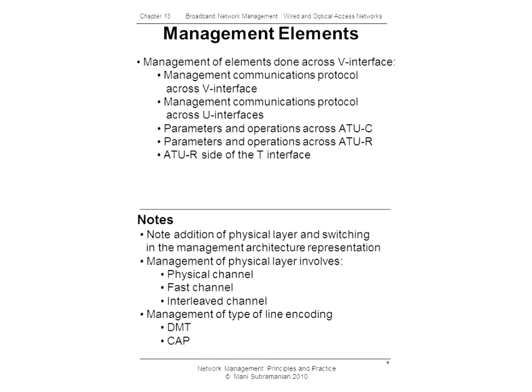The management function at the physical layer involves 3 entities: physical channel, fast channel, and interleaved channel. Fast and interleaved channels need to be managed separately, and these use the physical transmission medium, which also needs to be managed. Besides the management of physical links and the channel parameters, the parameters associated with the type of line coding need to be monitored.